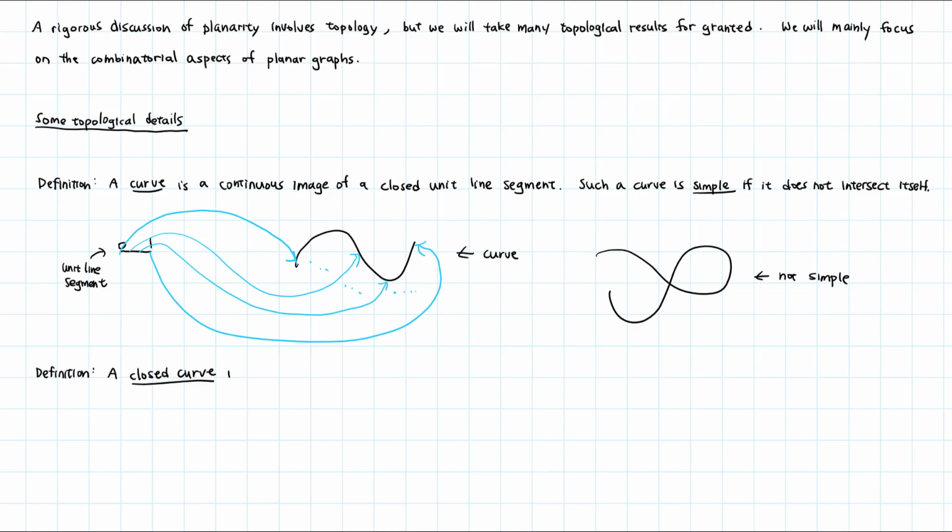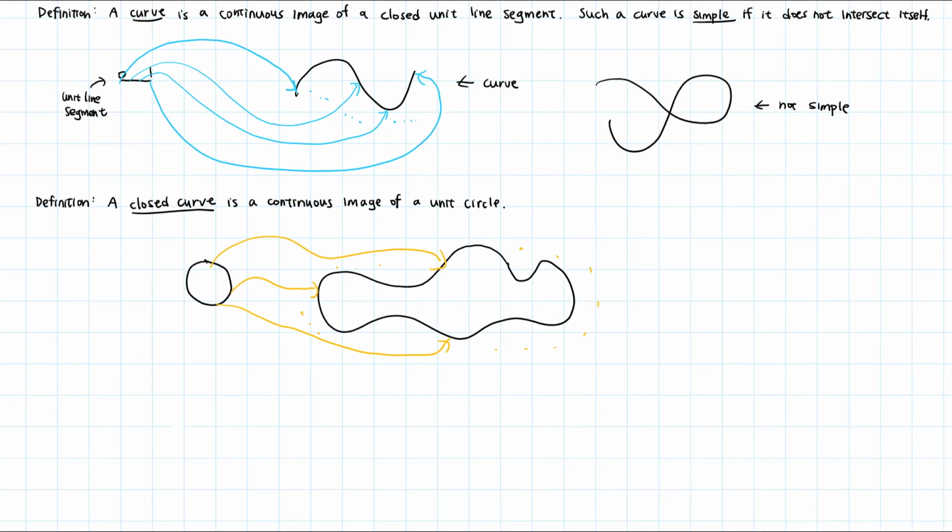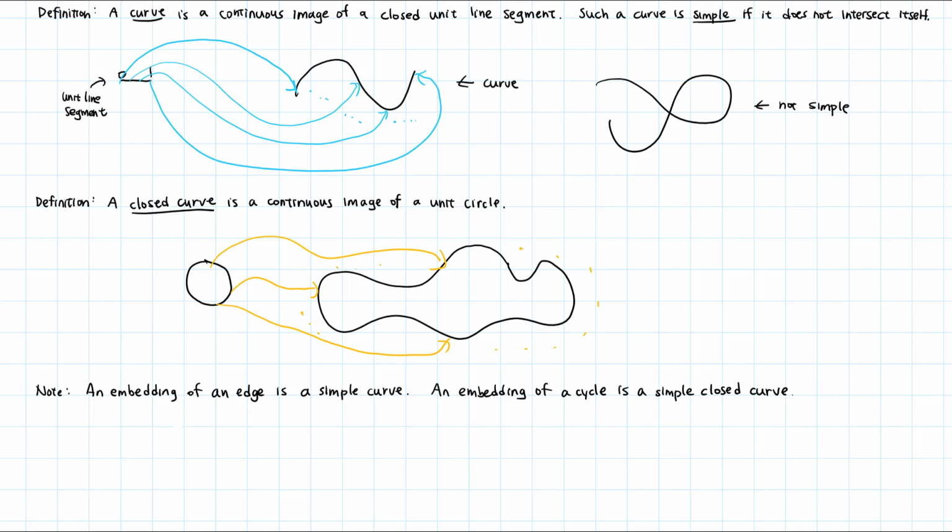A closed curve is a continuous image of a unit circle. And here is a representation of a circle and a closed curve. And we are mapping the points on the circle to the closed curve in a continuous fashion. Now, curves and closed curves are important in a plane graph. That is because an embedding of an edge is a simple curve, and an embedding of a cycle is a simple closed curve.